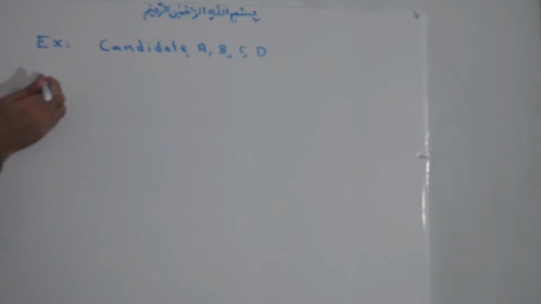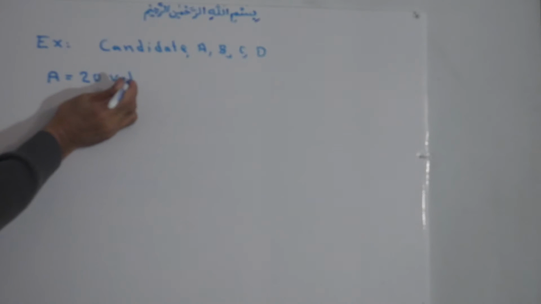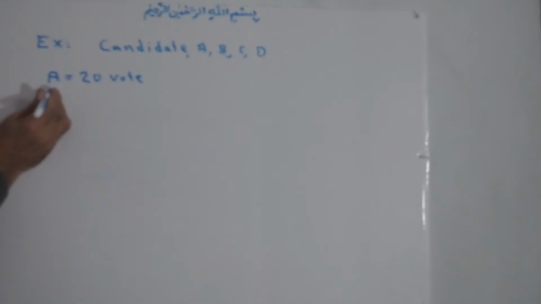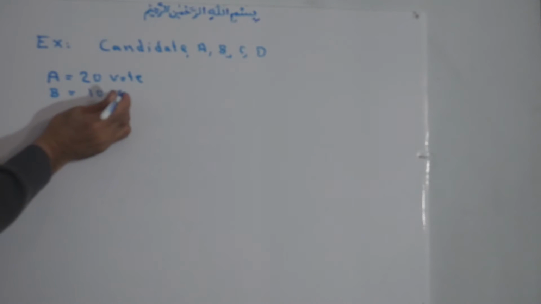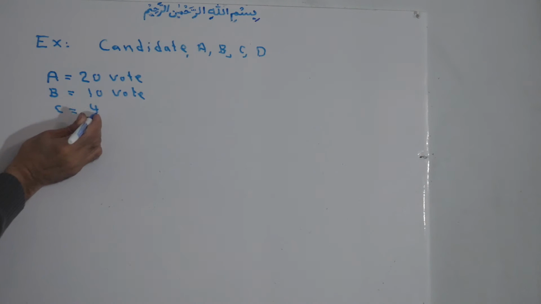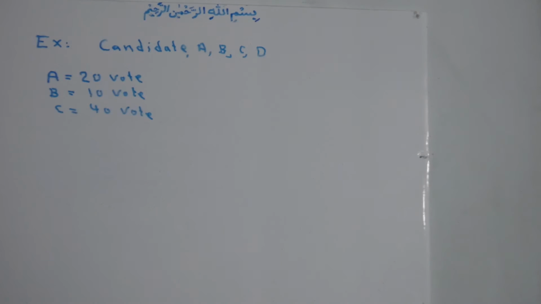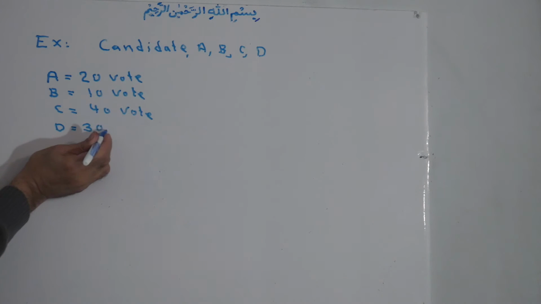The result of the survey is: for candidate A, the result is 20 votes. For candidate B, the result is 10 votes. For candidate C, the result is 40 votes. And for candidate D, the result is 30 votes.